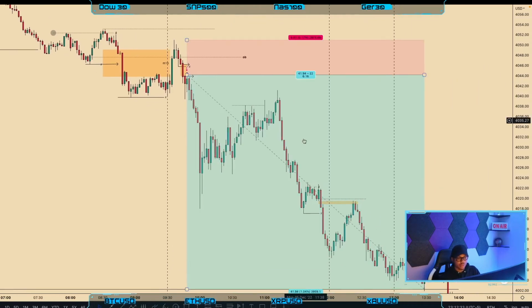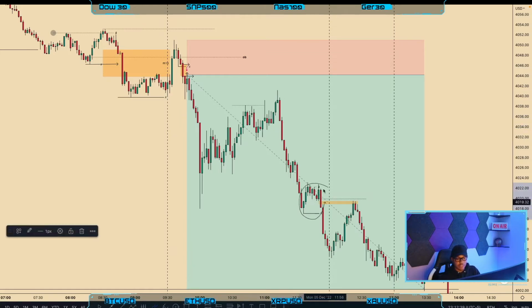We then looked for possible continuations throughout this area. So we tried to look for a continuation here. It wasn't given. There was a continuation here that was given. As you guys can see, it did tag our continuation model.